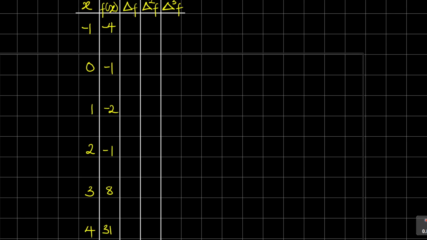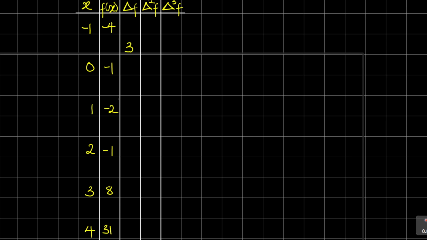To find delta f, we are going to subtract our values of f, just as the name implies, the difference operator. Here we have -4 and we have -1. To subtract, we are going to say the final value minus the initial value. At this point, we are going to have -1 minus -4, and that is going to give us -1 plus 4, which is equal to 3.